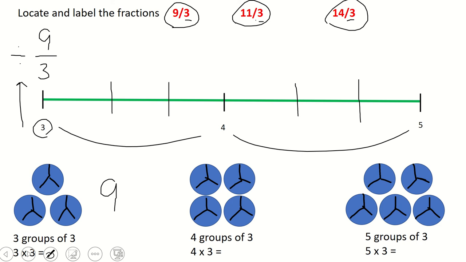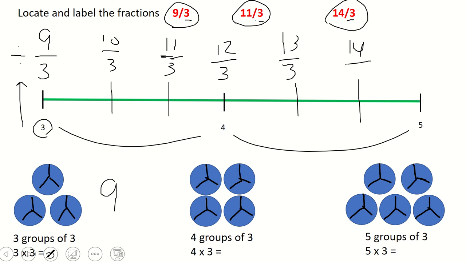Now from here, all I have to do is count forward. So if this is 9 thirds, then when I jump to the next part, it's going to be 10 thirds. Sorry about that. 11 thirds. 12 thirds. 13 thirds. 14 thirds, and 15 thirds. Now I can check myself.